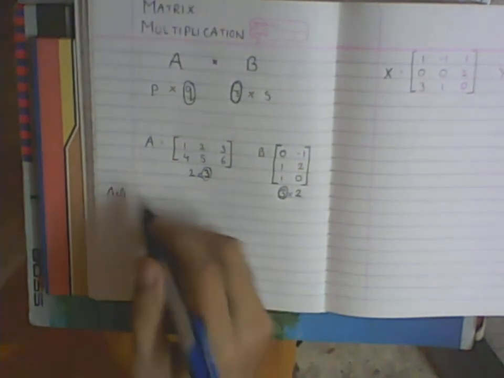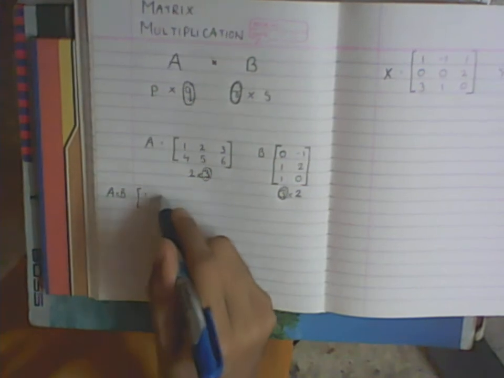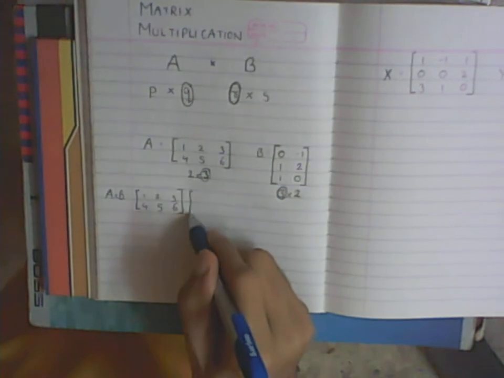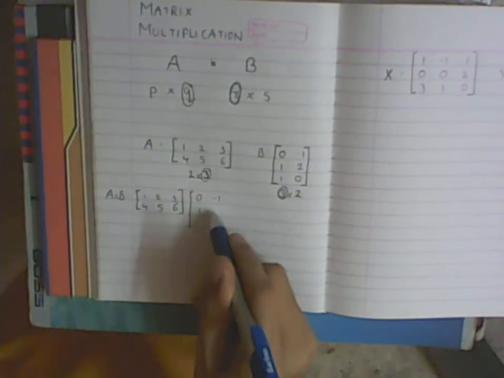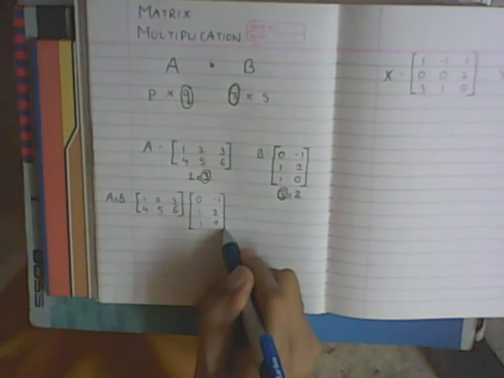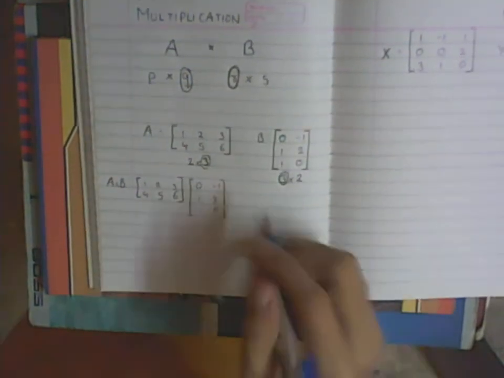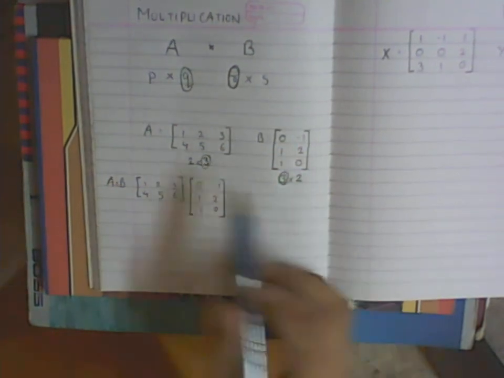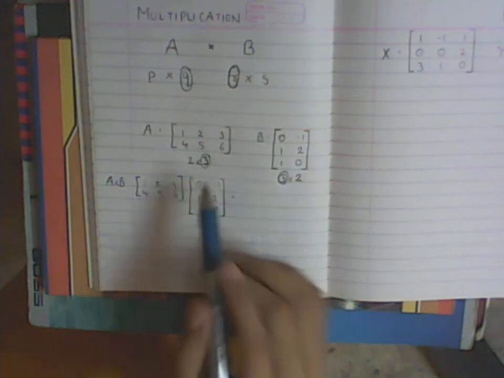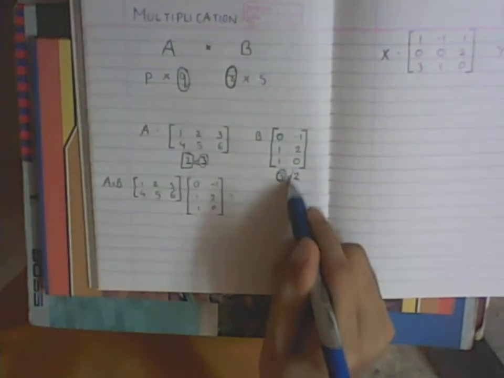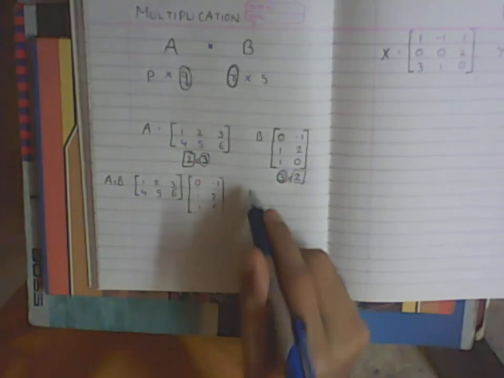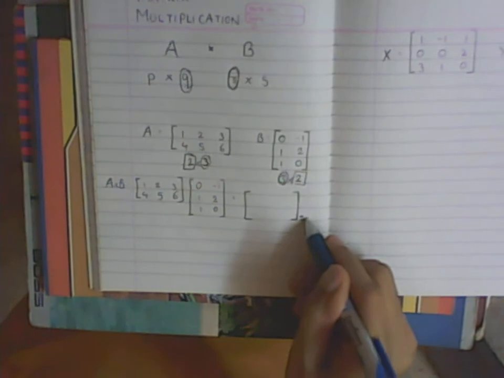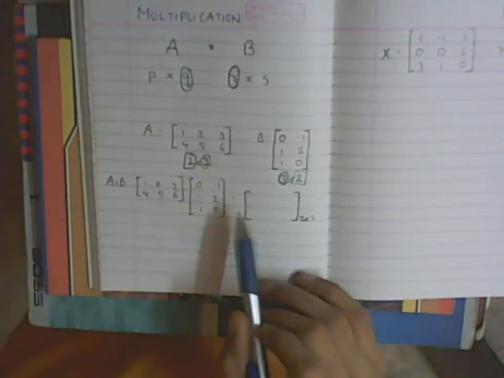A good way to do this is to first write the two matrices side by side. So I have 1, 2, 3, 4, 5, 6, and then the B matrix 0, minus 1, 1, 2, 1, 0. The size of the resultant will be the other two dimensions, the ones which were not in between, the outer dimensions. So the resultant will be a 2 by 2 matrix. I'll let you know what the entries are in a bit.